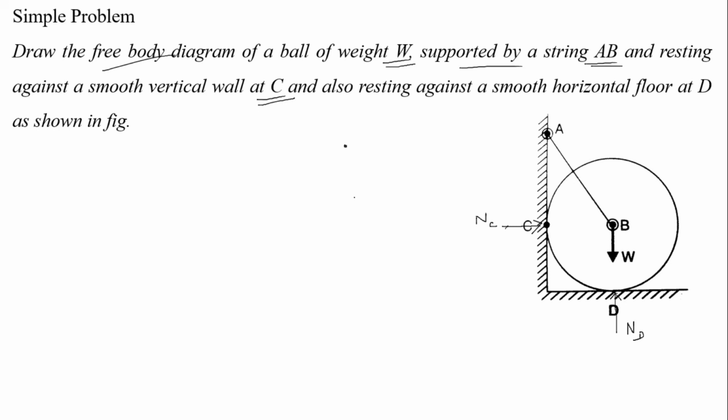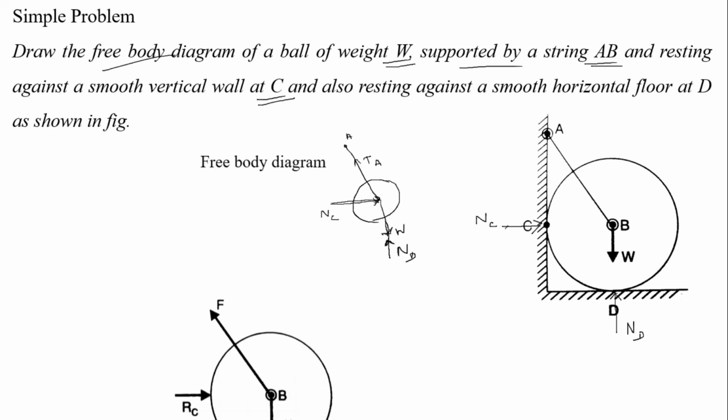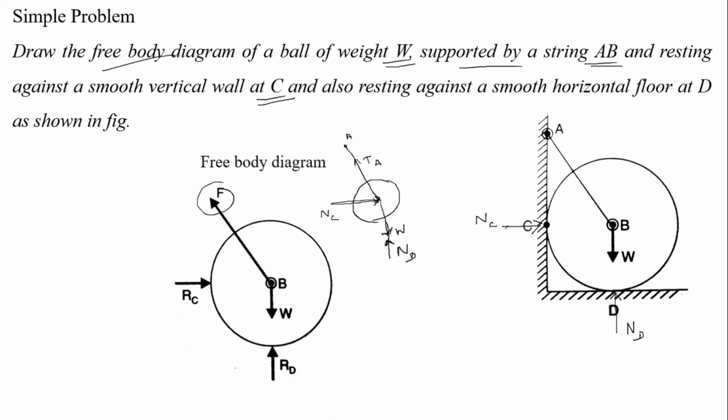This is the ball and this is the tension T A at point A. The weight of the ball acts downward, this is W, and the normal reaction at point D acts upward. Similarly, the normal reaction at C acts towards the ball from the support. So this is the free body diagram. See, this is the tension, W acts downward, the reaction force at point D acts towards the ball, and the reaction force at C acts towards the ball from point C.